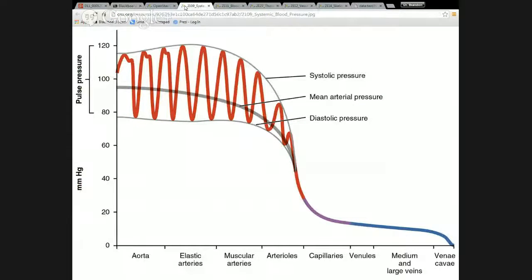So this part of the blood vessels chapter, we're really looking at the functionality of things and about blood pressure.